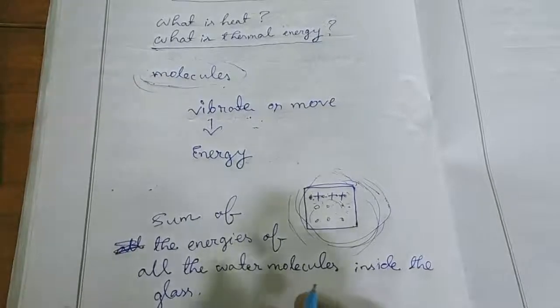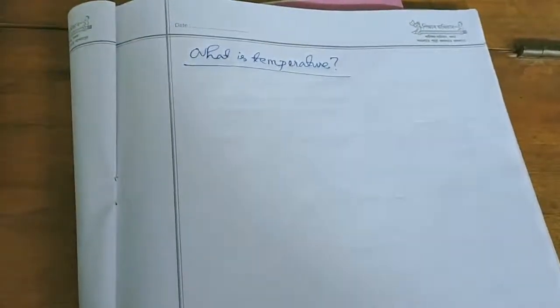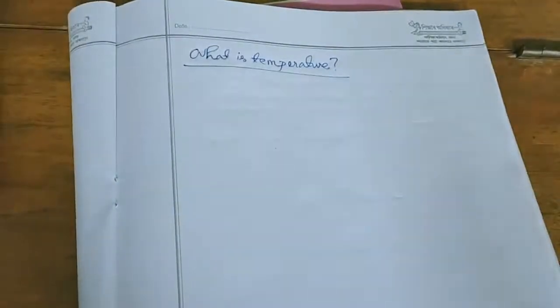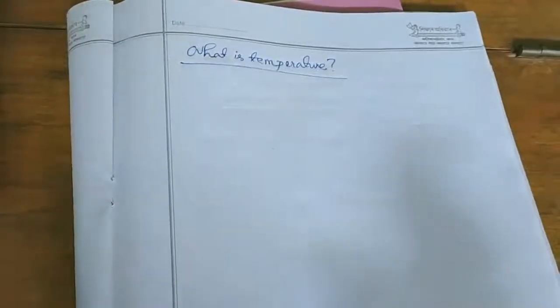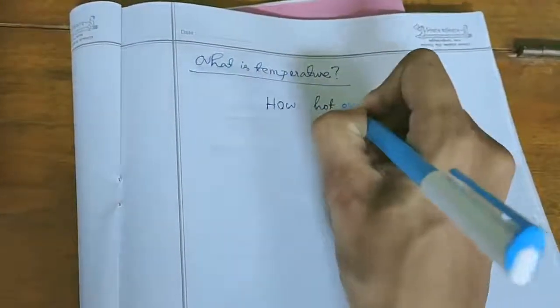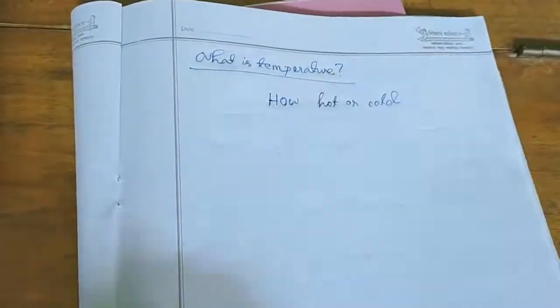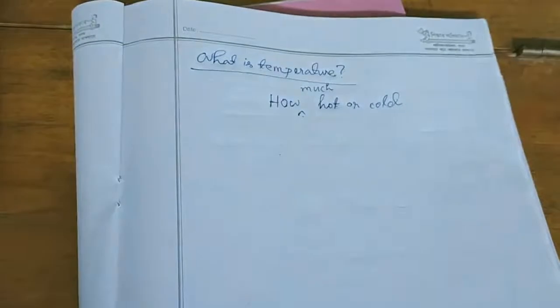Then next we will see temperature. So temperature tells us how hot or cold a substance is. Thermal energy is the total energy possessed by a substance. But temperature tells us how much hot or cold a substance is.